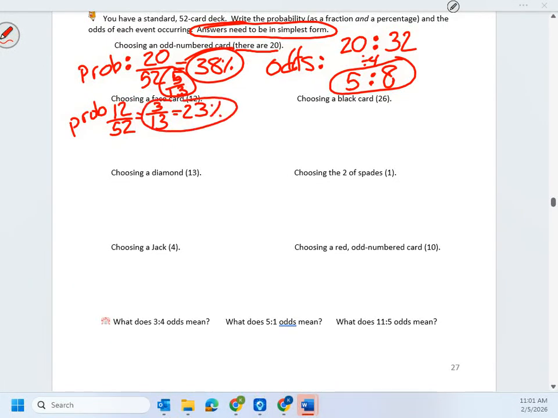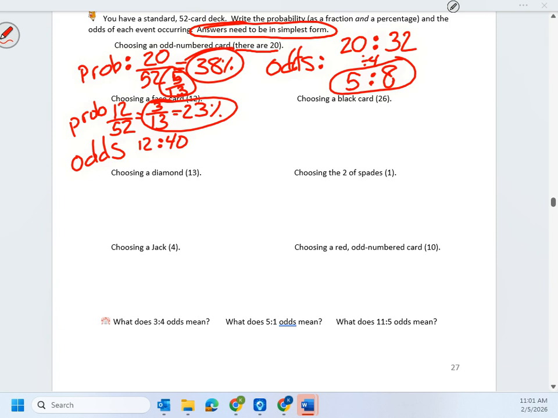So that is my probability. 3/13, 23%. What are the odds? What is the first ratio that I should write? Finley? Oh, 12 to 40. How did you get 40, Finley? Because 52 minus 12 is 40. The total of 52 minus our successful 12, I'm left with 40 unsuccessful.